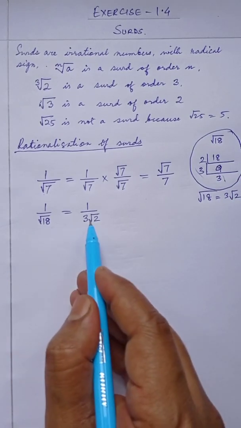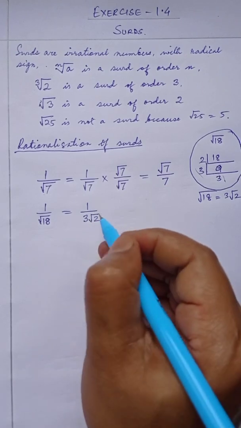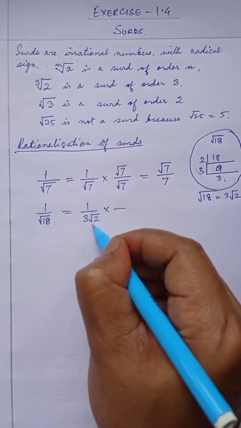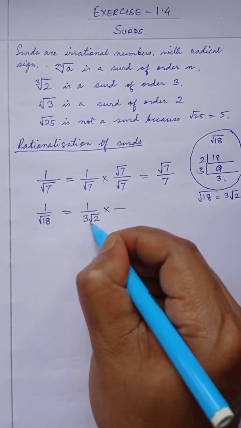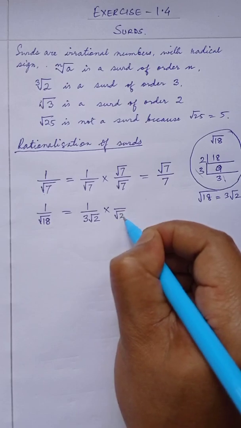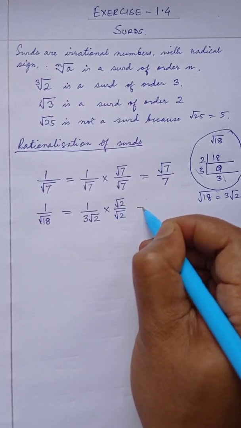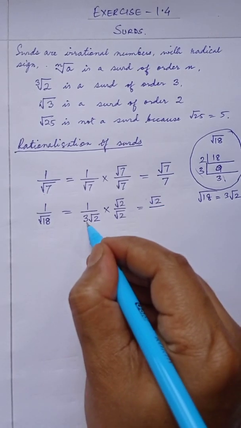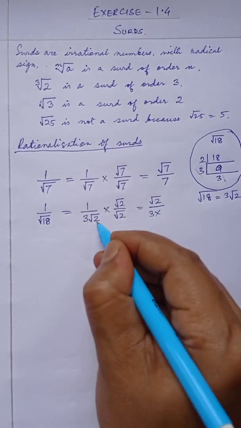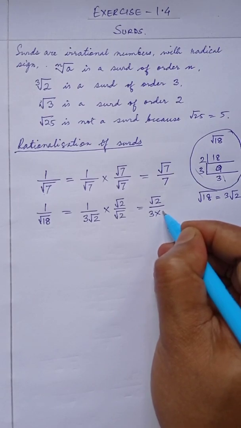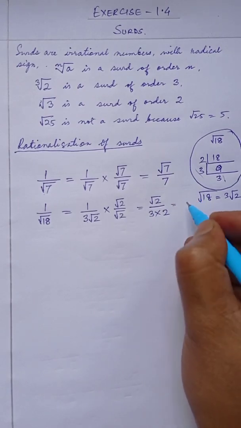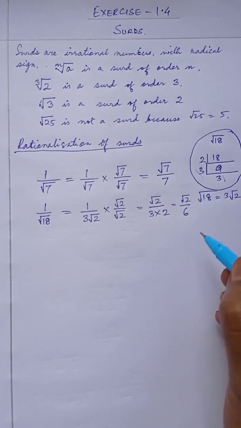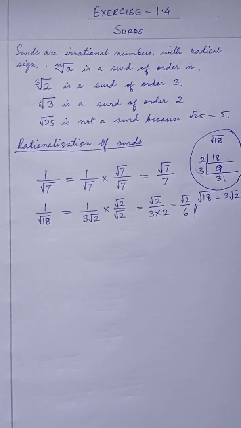So we have to convert it into a simplified surd first, and then multiply by the root part only, not the rational one. The irrational part has to be used. So you'll be multiplying by root 2 over root 2. So 3 root 2 into root 2 is 3 times 2, which is 6. So you get root 2 by 6. This is how we solve. Hope you got this one.